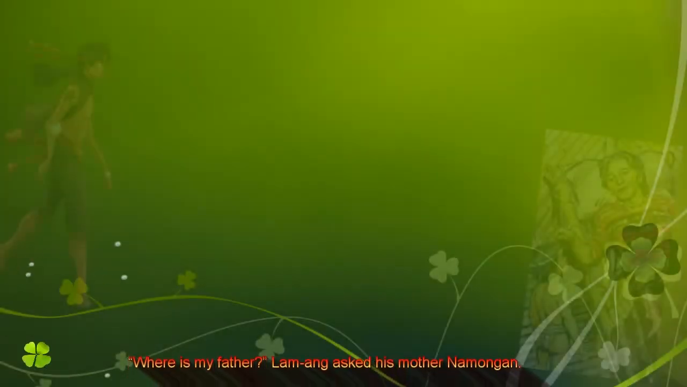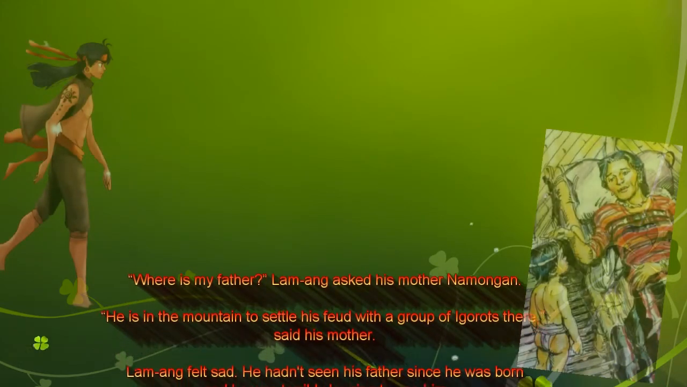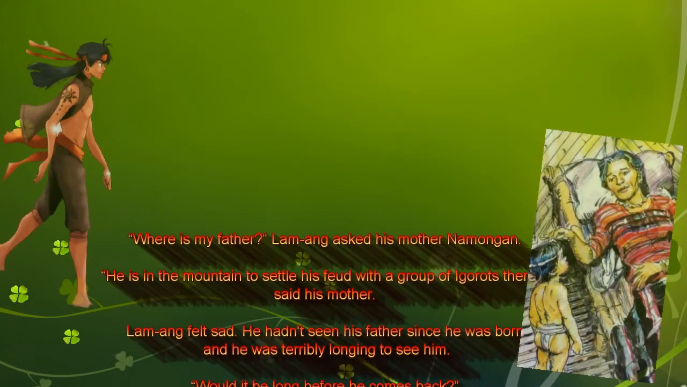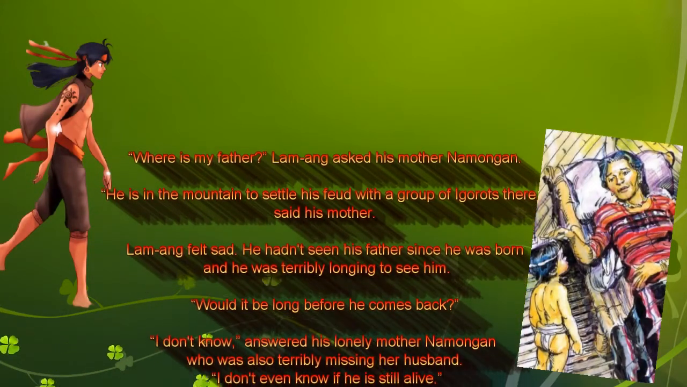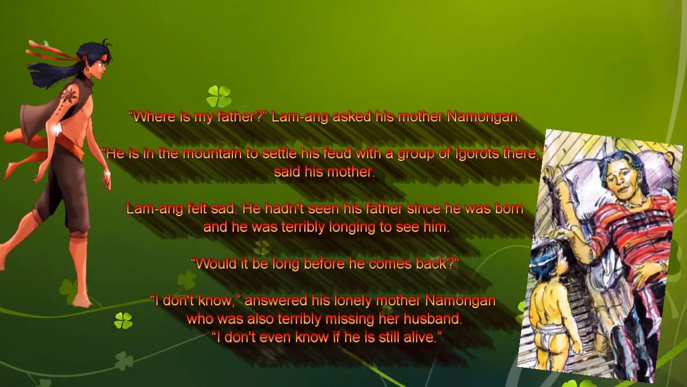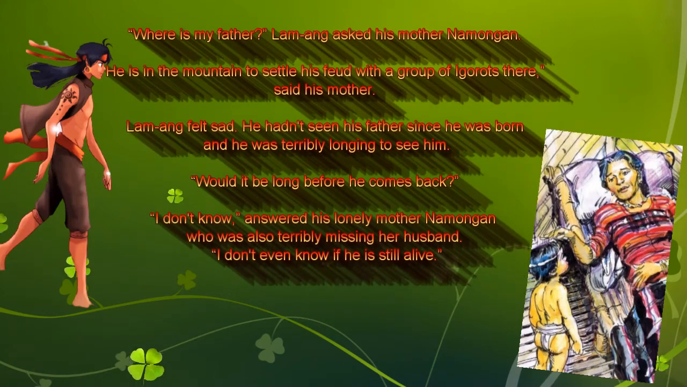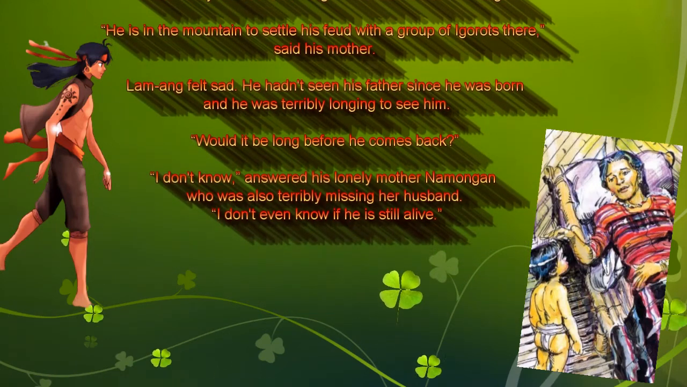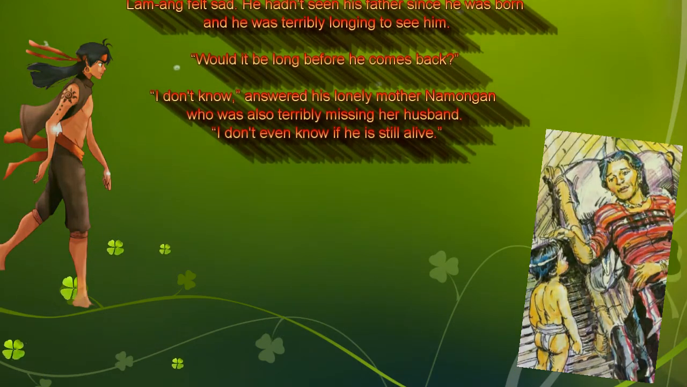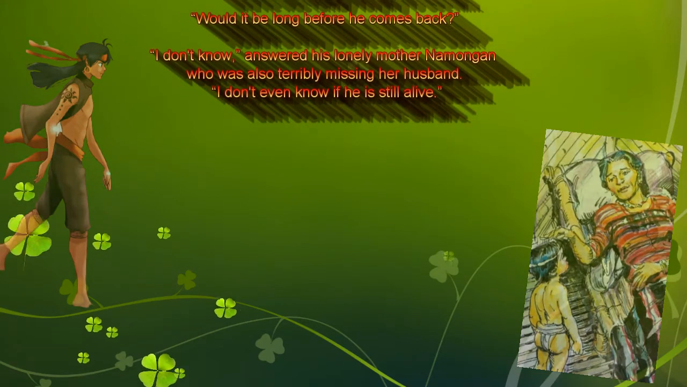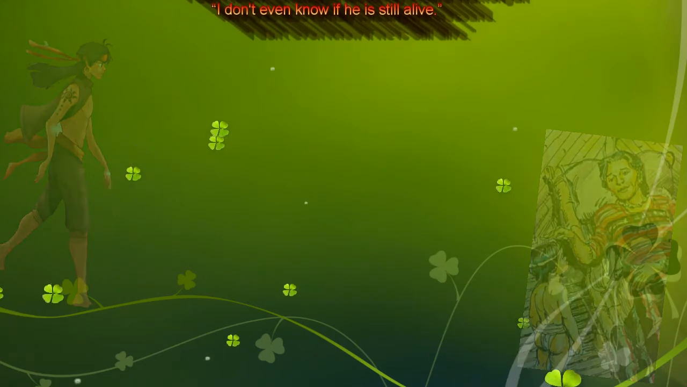"Where is my father?" Lam-ang asked his mother, Namongan. "He is in the mountain to settle his feud with a group of ignorants there," said his mother. Lam-ang felt sad. He hadn't seen his father since he was born, and he was terribly longing to see him. "Would it be long before he comes back?" "I don't know," answered his lonely mother, Namongan, who was also terribly missing her husband. "I don't even know if he's still alive."